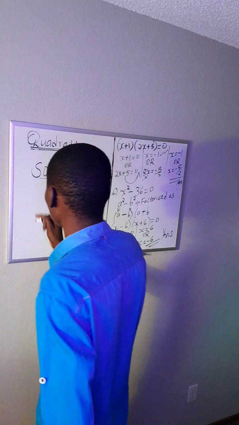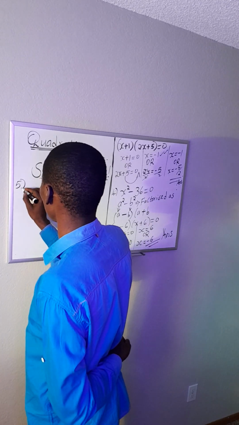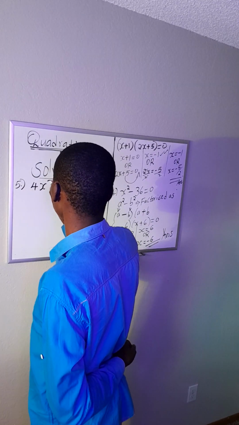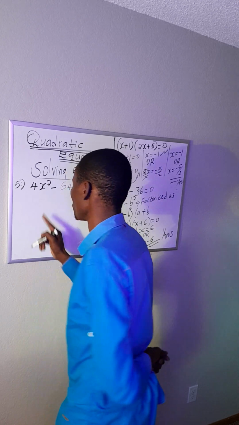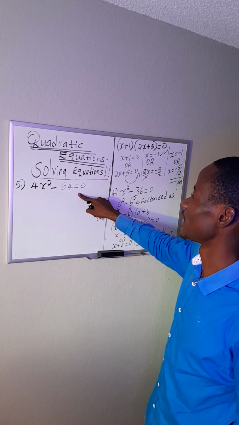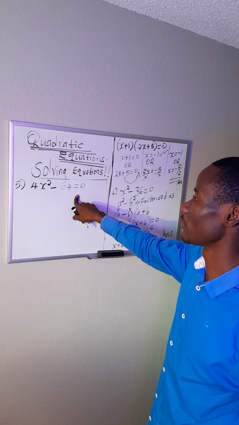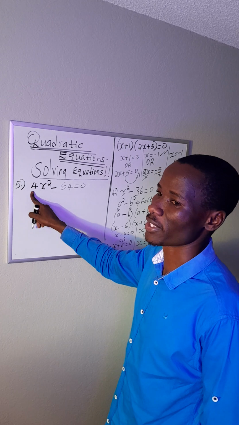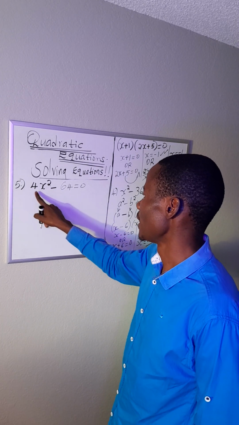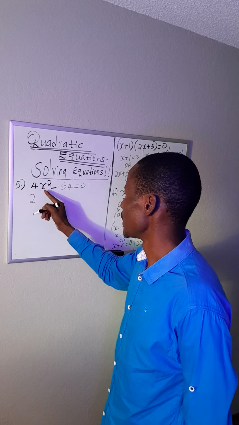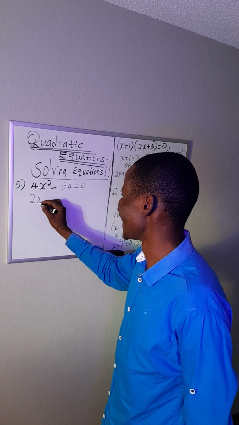Now we say example 5, or question 5, of solving quadratic equations: 4x squared minus, let's say, 64 is equal to 0. Looking at this again, number 5 is also an example of a quadratic expression that is a difference of two squares. 4 is a perfect square, x squared is a perfect square, 64 is a perfect square. Therefore, the square root of 4 is 2, and the square root of x squared is x.